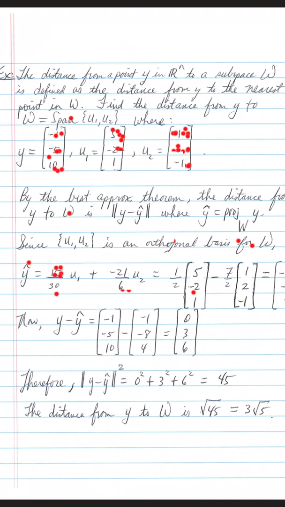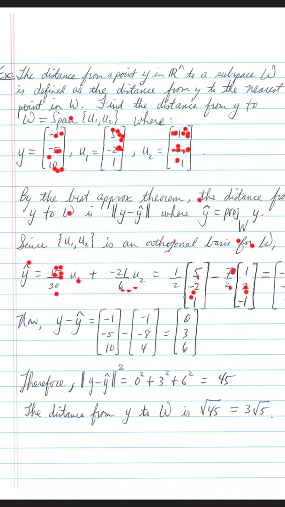Multiplying 15 over 30 by vector u1, you can reduce these two if you want. So 15 over 30 is a half. Just be very careful when you calculate. This fraction reduces to negative 7 halves, and that's why that changed to negative 7 halves, times u2, so that's where I dragged that down. And then if you carefully multiply and then subtract, this will be your projection of y onto subspace W.